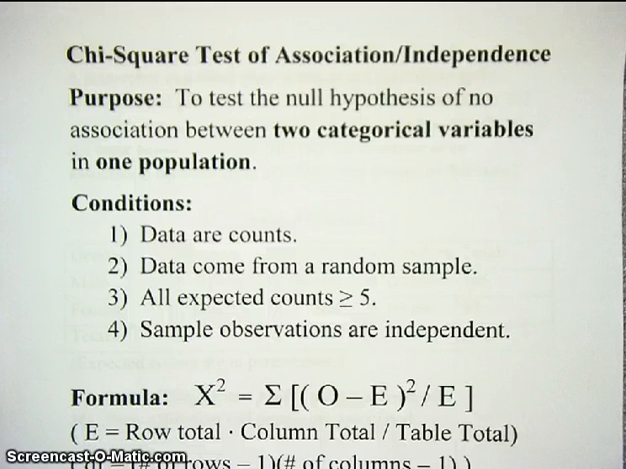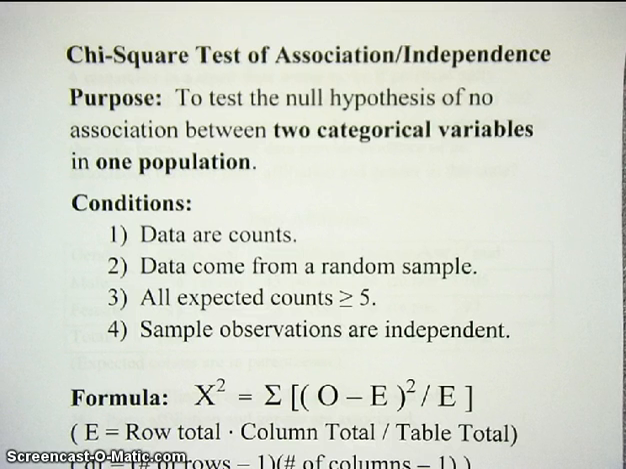Today we're going to look at the chi-square test of association or independence. Mechanically, this test looks like a test of homogeneity, but the tests are quite a bit different. They have different purposes, they have different designs under which the data are gathered, they have different hypotheses, and the interpretation of the results are different.